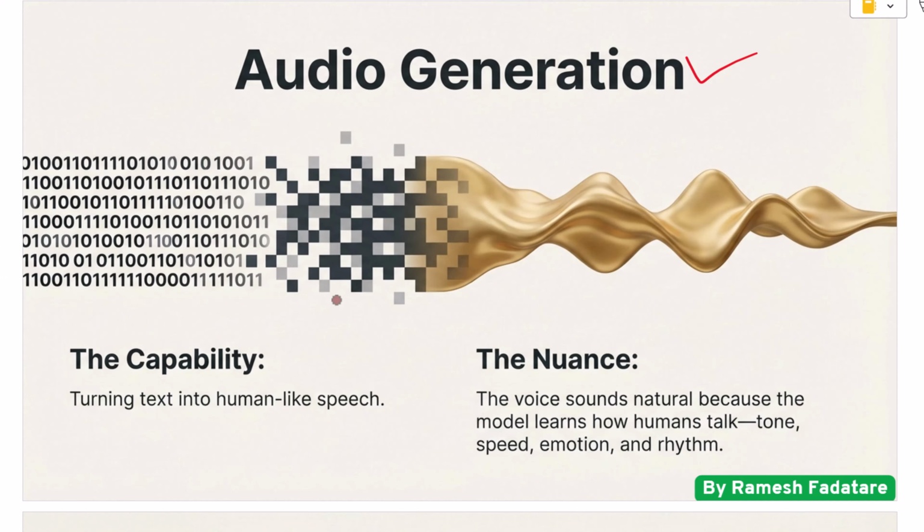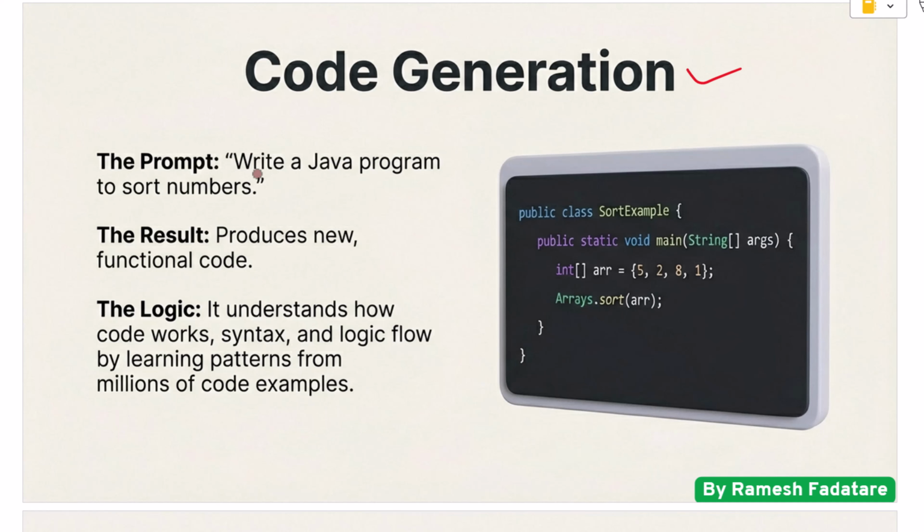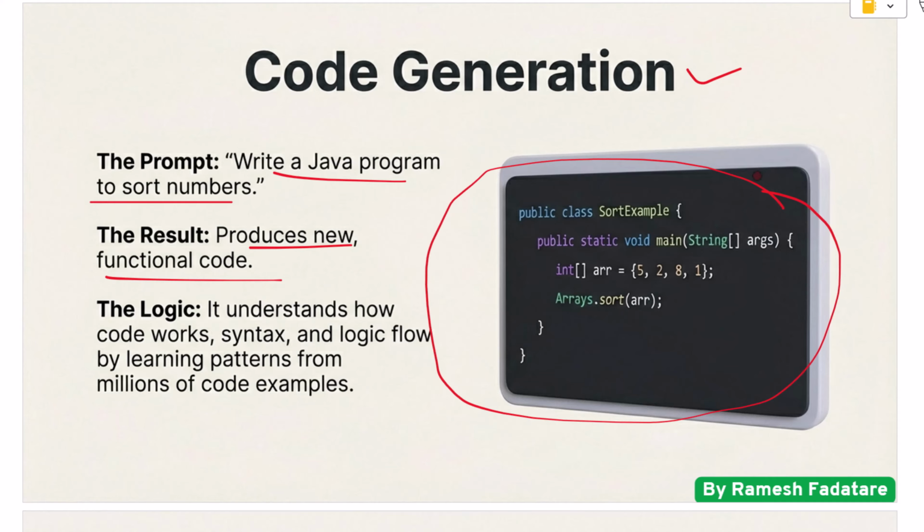Here's an audio example. Tools like ElevenLabs can generate human-like voices. You can type your text and the AI turns it into speech. The voice sounds natural because the model has learned how humans talk, the tone, speed, emotion, and rhythm. Let's take a coding example. If you ask a generative AI tool to write a Java program to sort numbers, it will produce new code for you. It understands how code works, how syntax works, and how logic flows, because it has learned these patterns from millions of code examples.